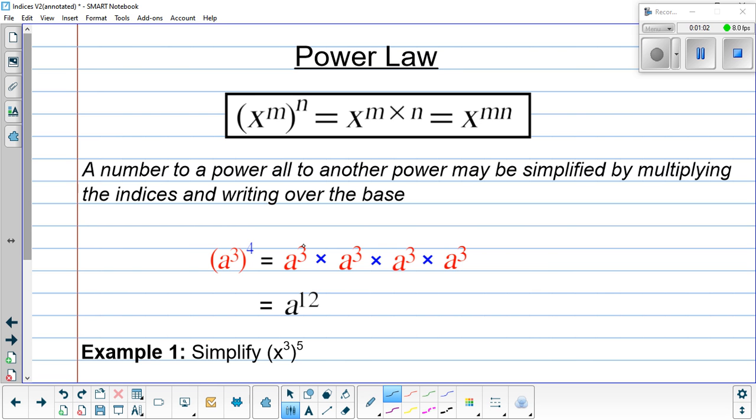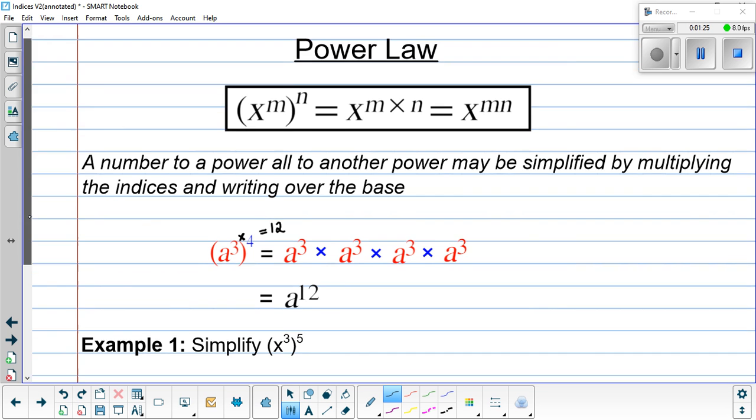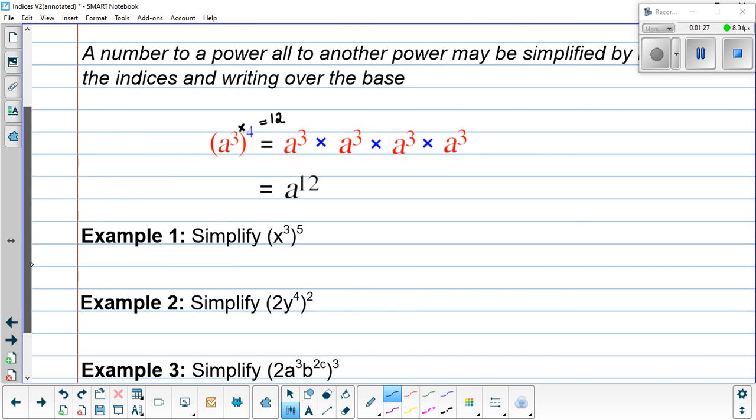We could break up each one of those a to the power 3s into a times a times a, but we don't need to because we know the multiplication law. We can add those all together and we'll find it's a to the 12. Look here, because if we just multiply 3 times 4, that's 12. This is where the power law comes in handy. We don't have to do all this work. It helps simplify and cancel stuff out quite easily.